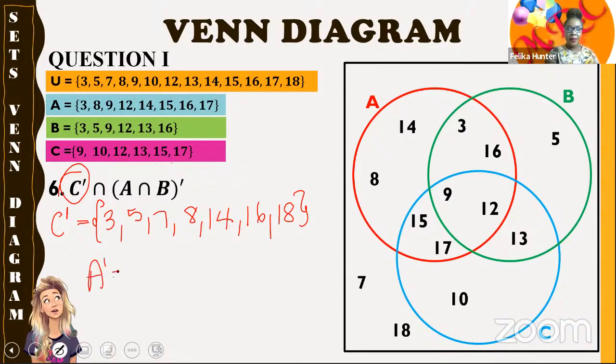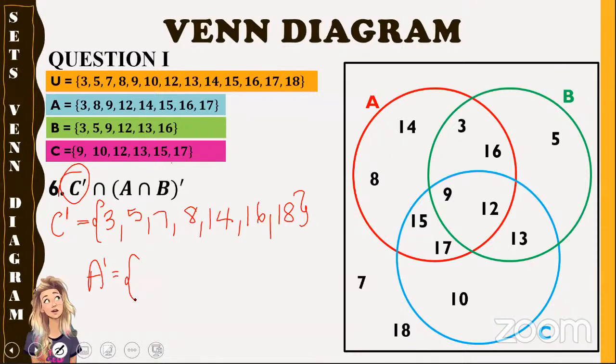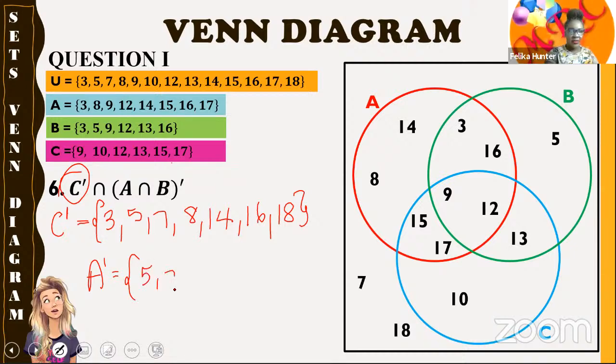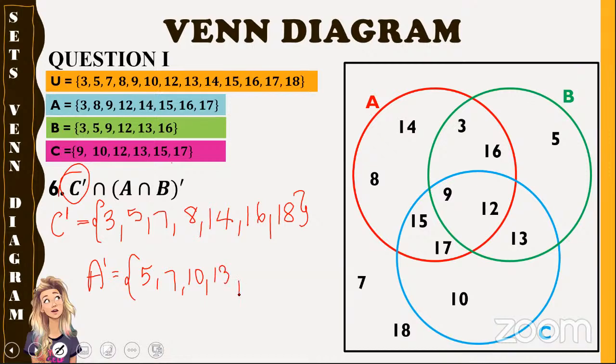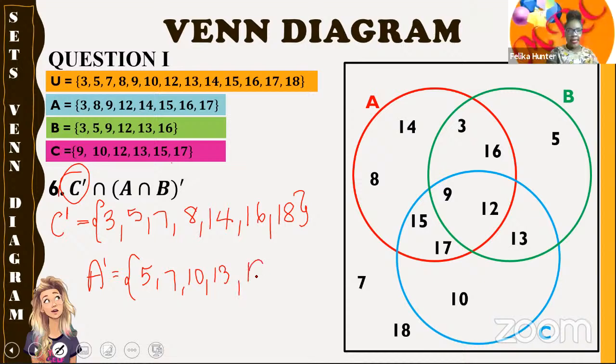What would A complement be? 5, 7, 10, 13, and 18. Well done, my darling. All right, thank you, Marlon.